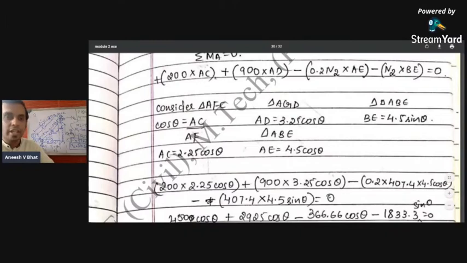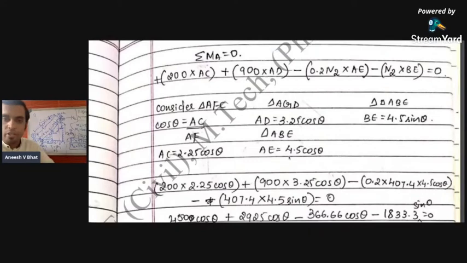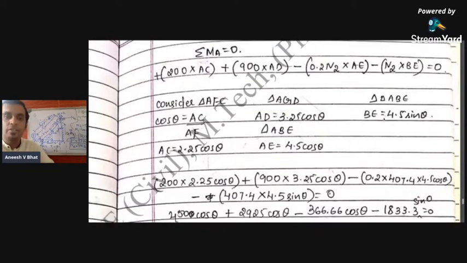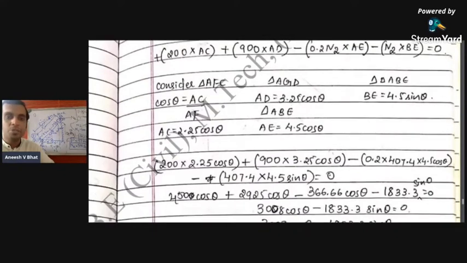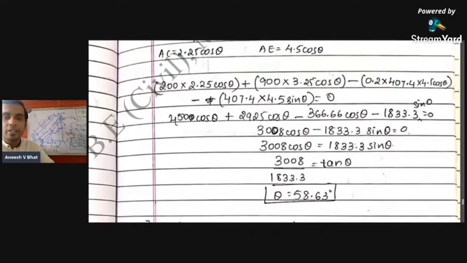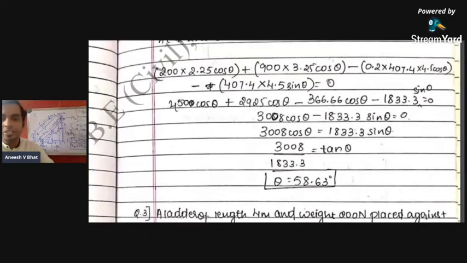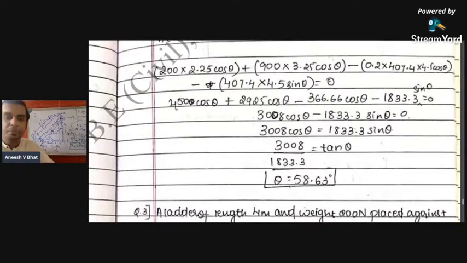Again, we don't know the values of AC, AD, AE, and BE. Again, consider the triangles to find the value of AC. AC will be 2.25 cos theta. Theta will be unknown here. AE will be 4.5 cos theta, BE is 4.5 sin theta, and AD is 3.25 cos theta. So substitute everything, and separate the terms with cos theta and sin theta. Bring everything to the left-hand side and right-hand side. Ultimately, tan theta will be this, and theta will be 58.63.